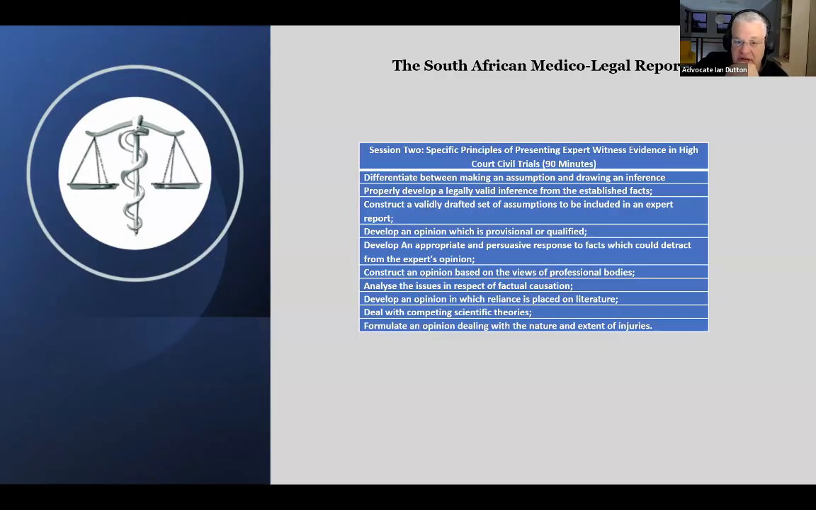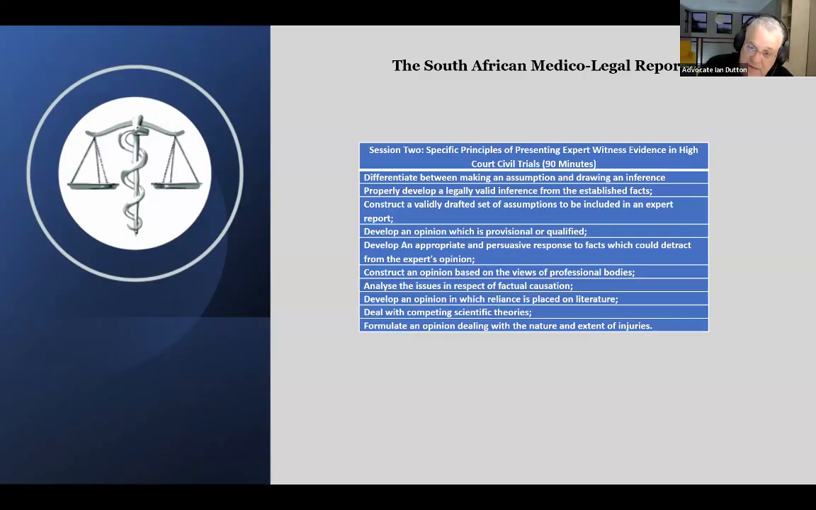Okay, then next is to construct a validly drafted set of assumptions to be included in an expert report. Now, we've dealt with the inferences. We're now going more onto the assumptions. Again, from the intermediate course, remember the assumptions are important. There are different categories of assumptions, but how should those assumptions be dealt with in drafting the expert report in particular? So there we will have a look specifically at the expert report.